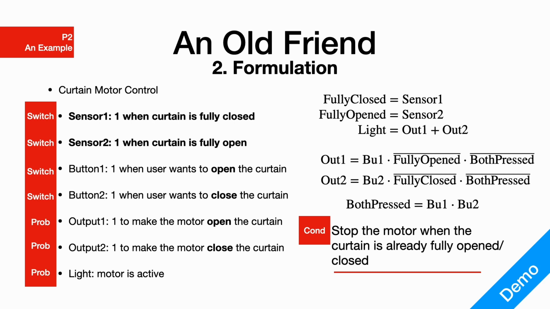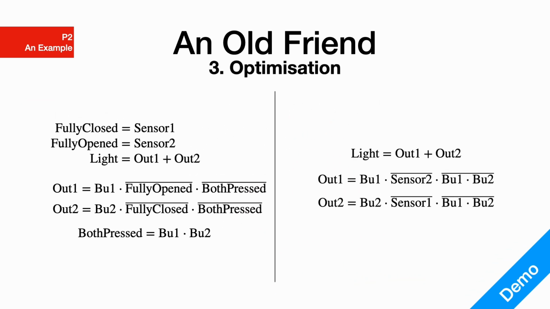Now, with this nicely formulated Boolean expression, in the next step, we can simply go to optimization. What I would do over here is quickly perform some optimization. First of all, I'll bring in the value for variable fully closed and fully opened into output 1 and output 2, and then I'll bring in the value for both pressed into output 1 and output 2. This will obtain for me the binary Boolean expressions for the three output channels, light, output 1 and output 2, and as you can see, only the input variables are used on the right hand side.